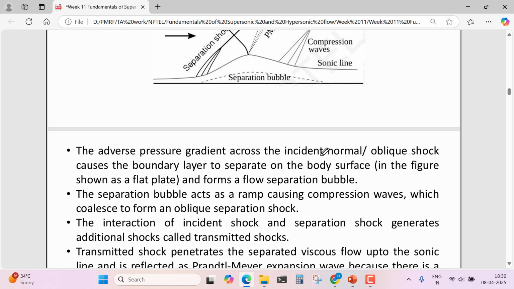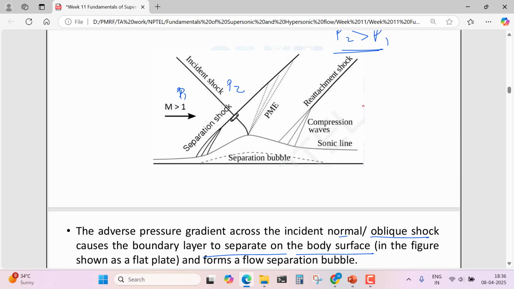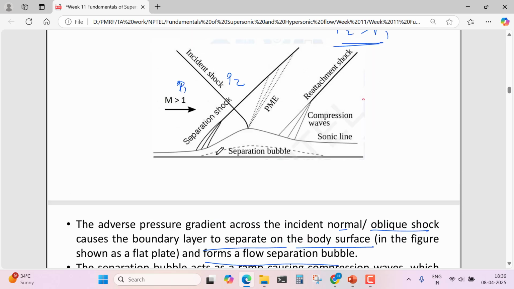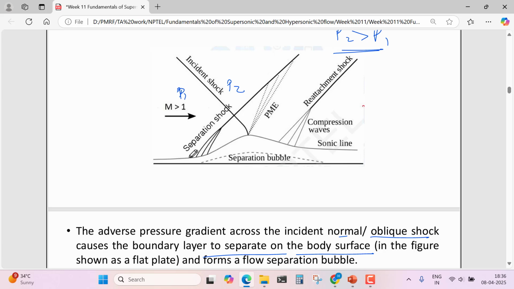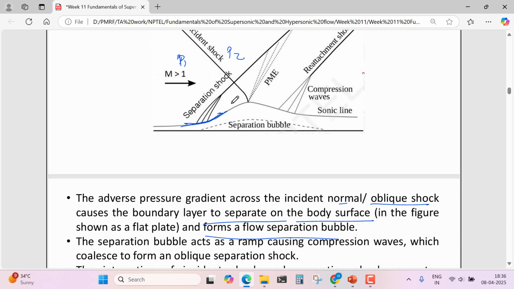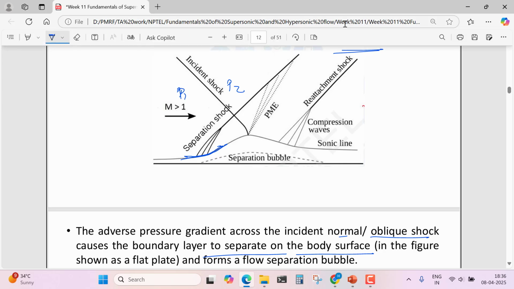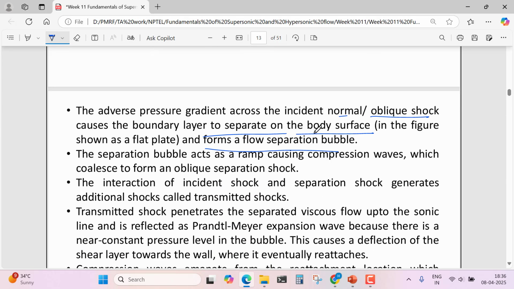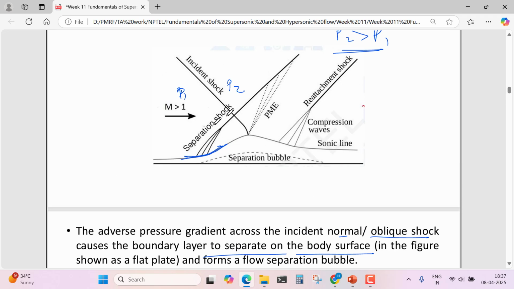So the adverse pressure gradient across the incident normal or oblique shock causes the boundary layer to separate on the body surface and forms a flow separation bubble. And this separation bubble will act as a ramp, and there will be a series of compression waves which will coalesce and make an oblique shock. It is called the oblique separation shock.